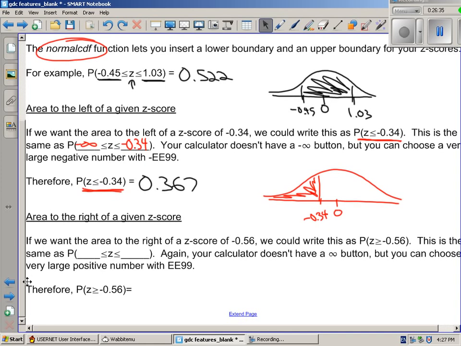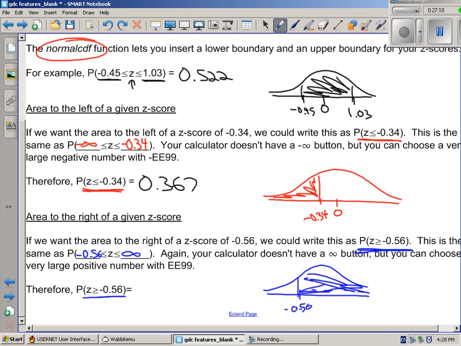Similarly, area to the right of a given z-score, if we want to find the area to the right of a z-score of negative 0.56, we'd write this in this way. But the calculator wants it interpreted as between negative 0.56 and, you guessed it, positive infinity. Okay, we don't have a positive infinity button. We just pick a high upper boundary. So probability that z is greater than or equal to negative 0.56. Again, I'm going to sketch it. Negative 0.56 is somewhere over here. Yeah, that should be an answer that's greater than 0.5. It's more than half the curve.